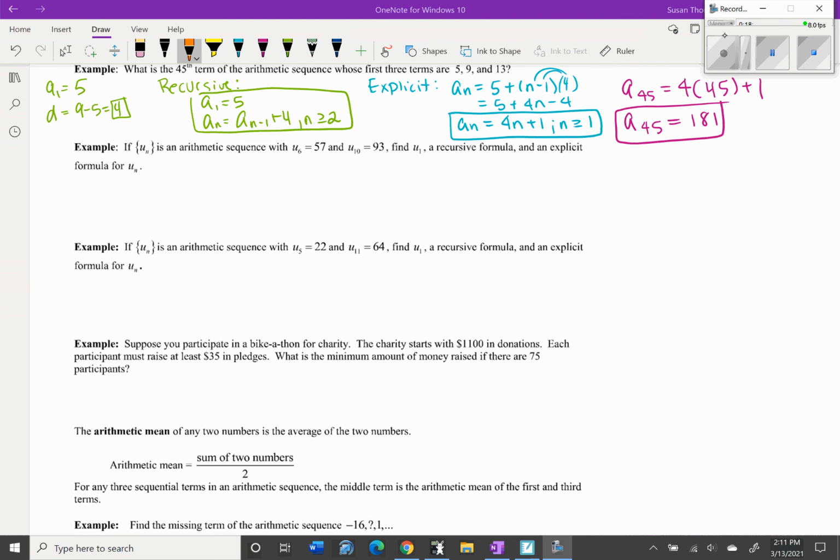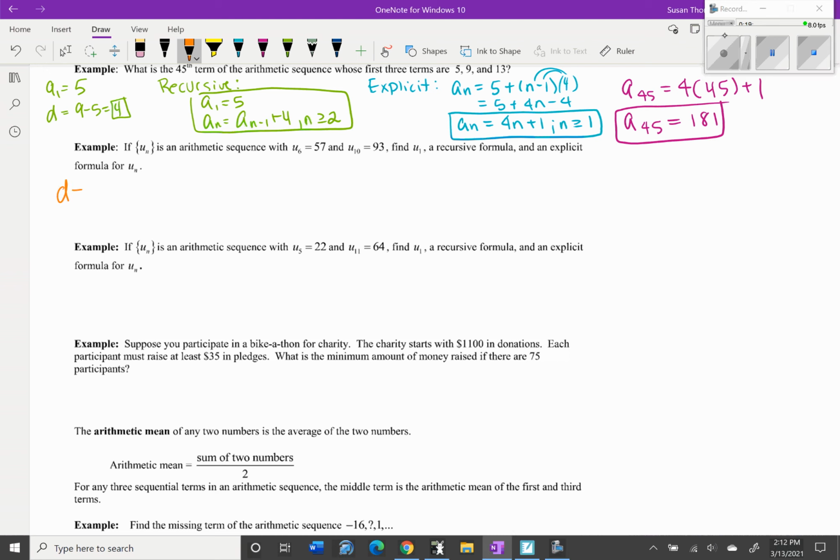All right, for the next one, it says u sub n is an arithmetic sequence with u sub 6 equals 57, u sub 10 equals 93. Find the first term and write the recursive and explicit form for the nth term. So in this case, to find our first term, we need to know what our common difference is, right?